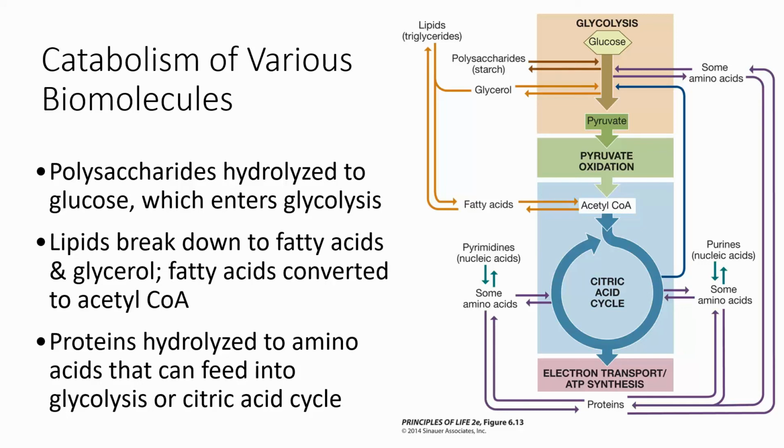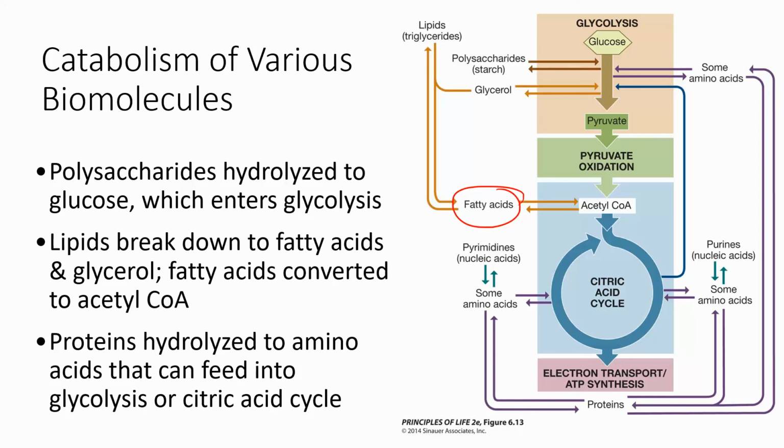Lipids don't go into glycolysis. Instead, lipids are broken down into glycerol and then into fatty acids, which contain most of the energy. Those fatty acids are then converted to acetyl-CoA. So they're basically broken off piece by piece, converted to acetyl-CoA, which can then go into the Krebs cycle.